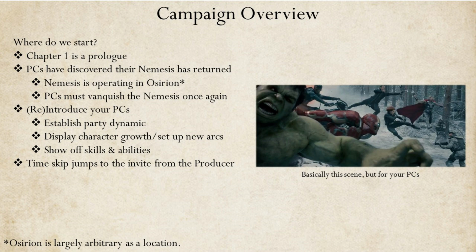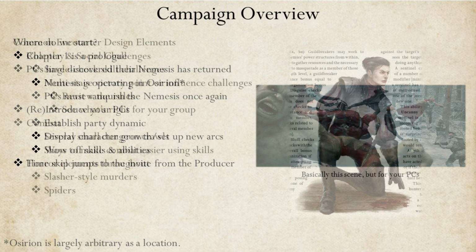Once they've dealt with the immediate challenge their returned nemesis presents, the prologue ends with a minor time skip, after which the PCs will be contacted by the opera producer via letter. She will invite them to Kintargo, and, once the PCs agree to meet with her, they make their way to the Silver City to begin the campaign proper.